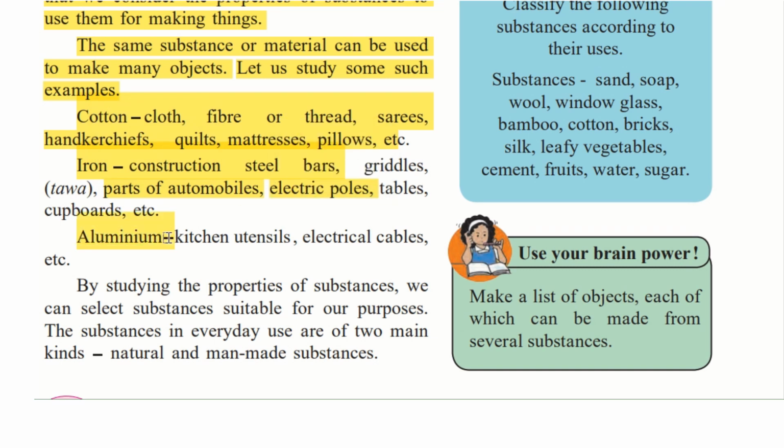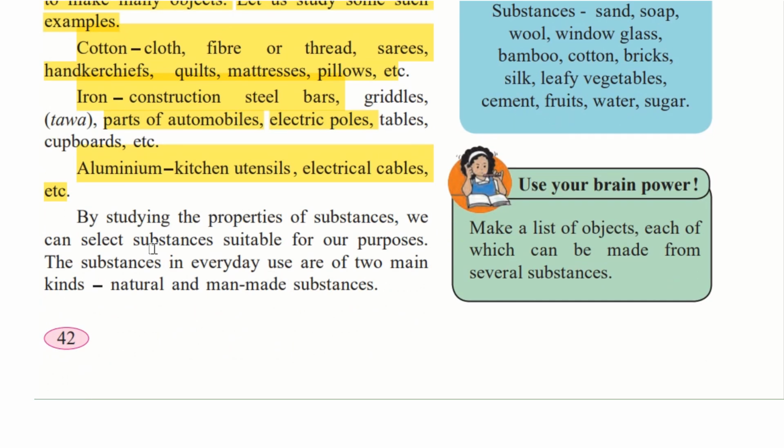So, from aluminium, we can make kitchen utensils. That is, all the vessels that we use in the kitchen. Electric cables, cable wires, are made from aluminium, etc. So even aluminium has a number of uses.